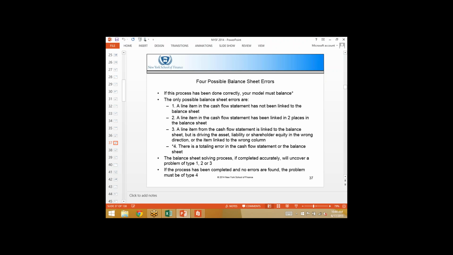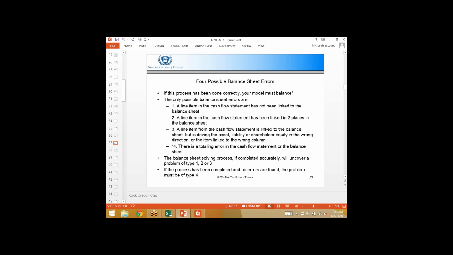1, there is a line item in the cash flow statement that's not been linked to the balance sheet. So you can go through this whole process. You can go through all the cash flow statement line items, link the balance sheet lines, and there are still some cash flow statement line items that you did not link into the balance sheet. That would cause an imbalance, right? A balance sheet balances when each and every cash flow statement line item is linked to the balance sheet once and only one time.